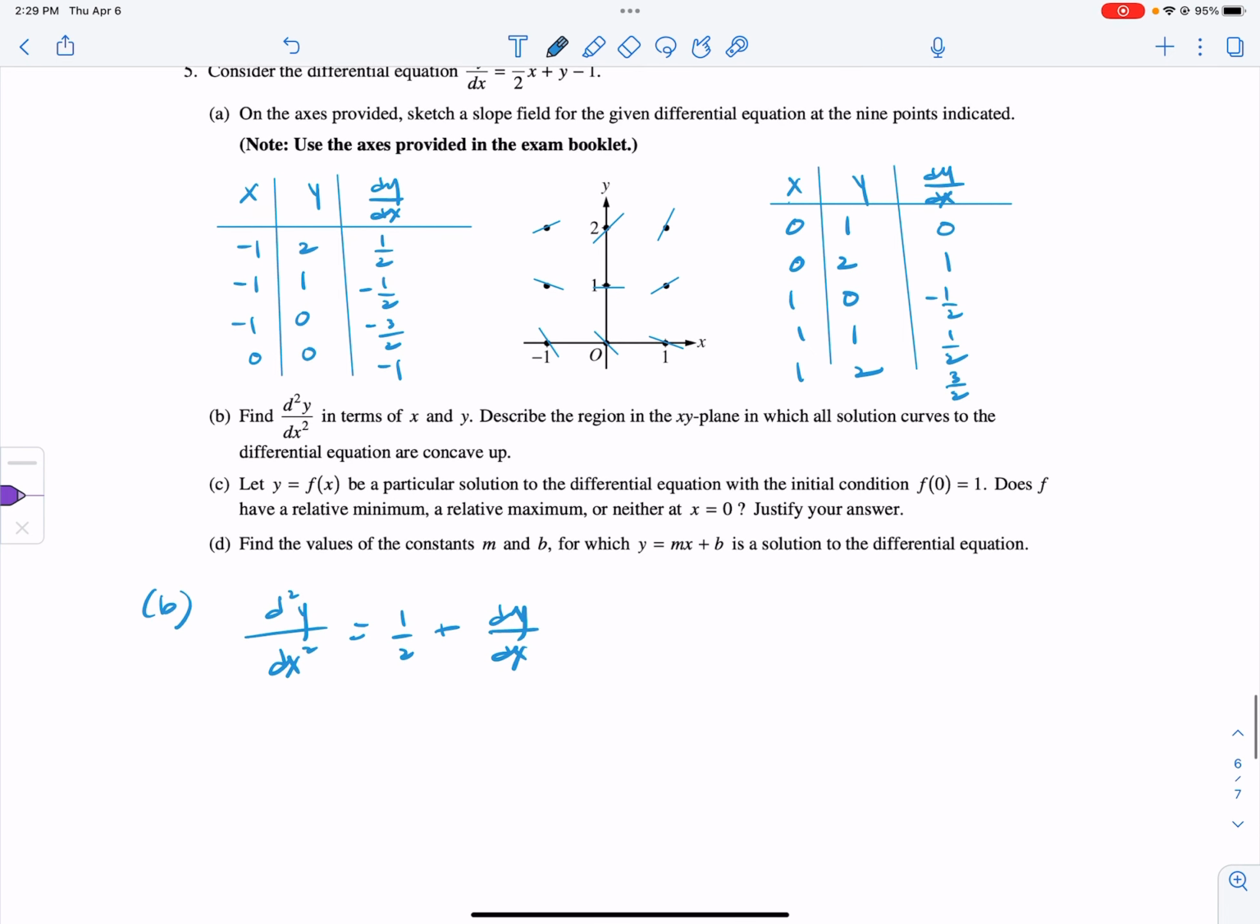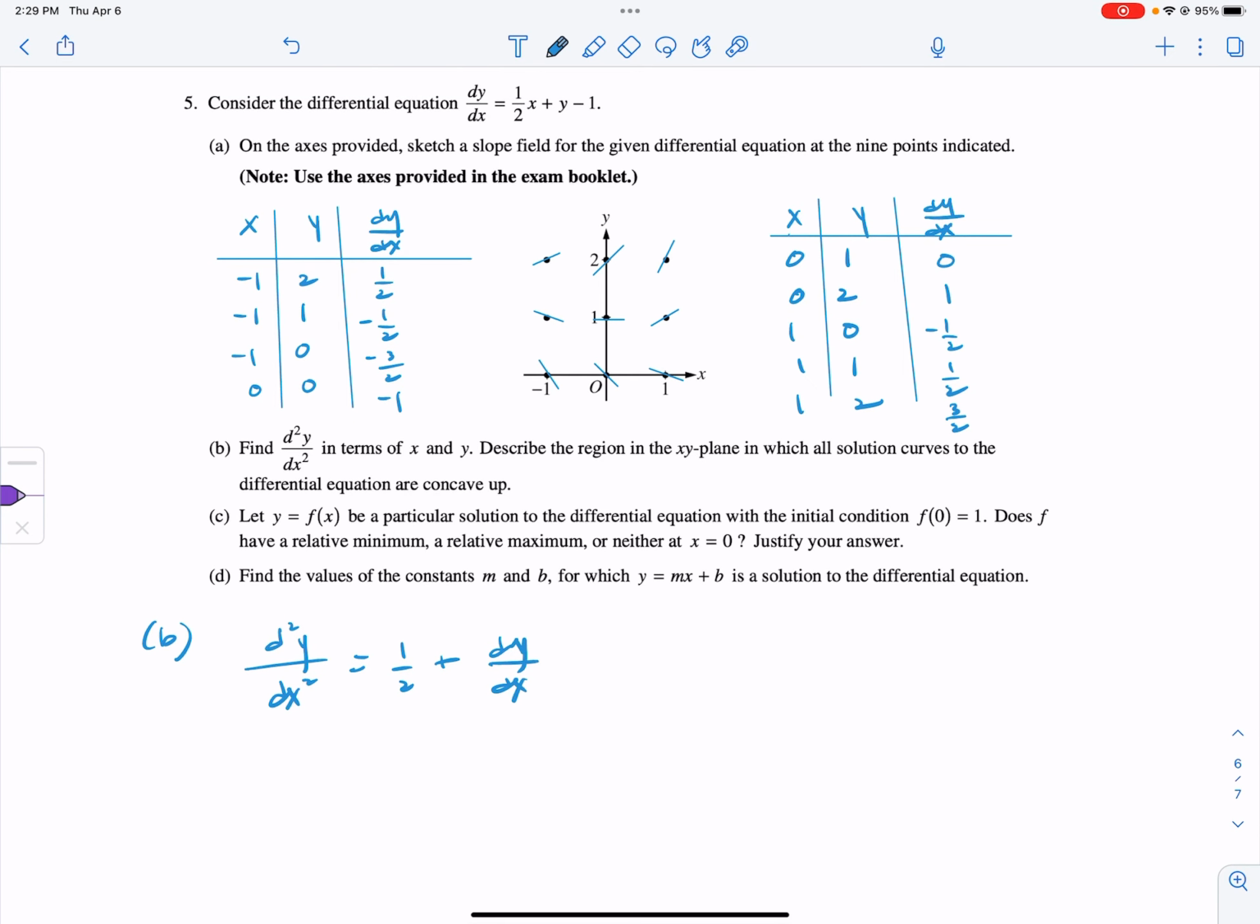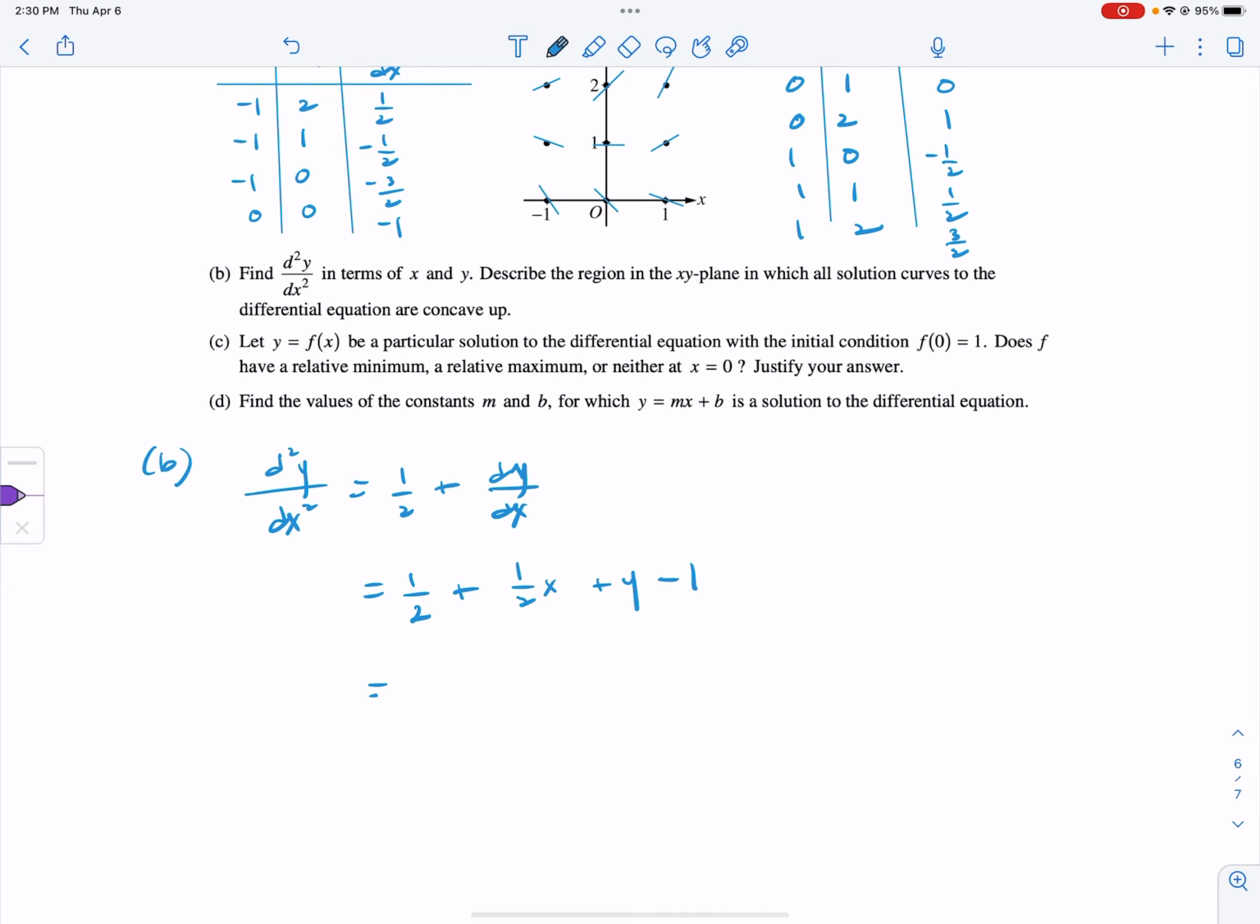Remember, it says in terms of x and y. Well, we know what dy over dx is in terms of x and y. So we could replace dy over dx with 1/2 x plus y minus 1, and then just combining like terms, we have 1/2 x plus y minus 1/2.